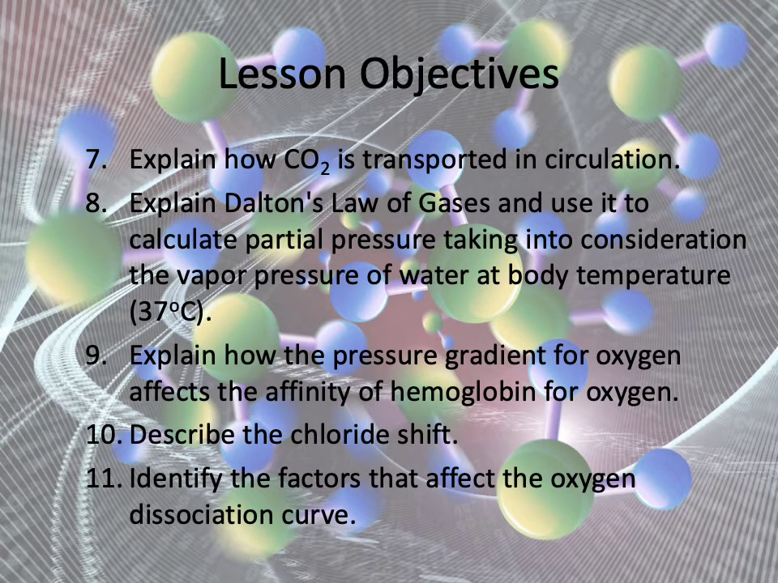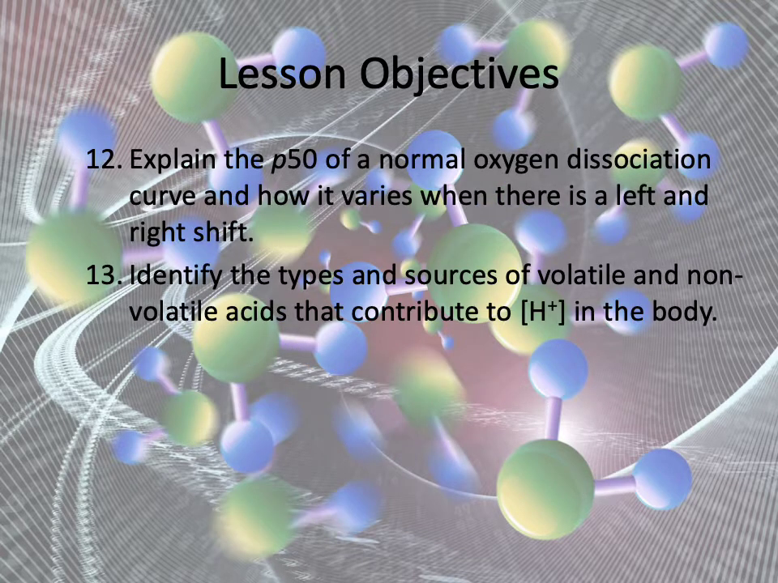Explain how CO2 is transported in circulation. Explain Dalton's law of gases and use it to calculate the partial pressure, taking into consideration the vapor pressure of water at body temperature, which is 37 degrees. Explain how the pressure gradient for oxygen affects the affinity of hemoglobin for oxygen. Describe the chloride shift. Identify the factors that affect the oxygen dissociation curve. Explain the P50 of a normal oxygen dissociation curve and how it varies when there is a left and right shift. And identify the types and sources of volatile and non-volatile acids that contribute to the hydrogen ion concentration in the body.